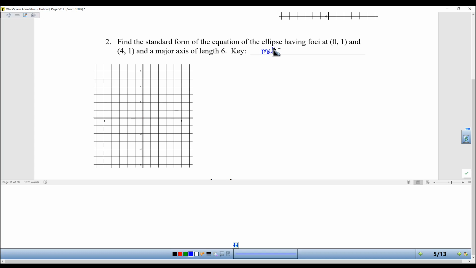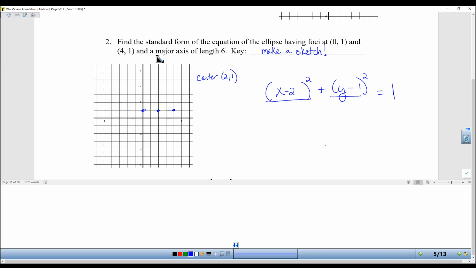And the key is the same that it was last time. Make a sketch. No sketch, and wrong answer, no partial credit. So the foci are at 0, 1, and 4, 1. Because the foci are evenly centered around the center, I do now know that the center is going to be at 2, 1. So I can actually start to write my equation already. X minus 2 squared plus y minus 1 squared is equal to 1. Look at that. I've already got quite a bit of my equation.